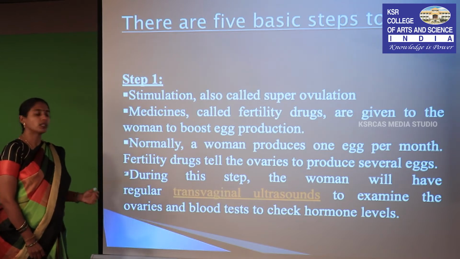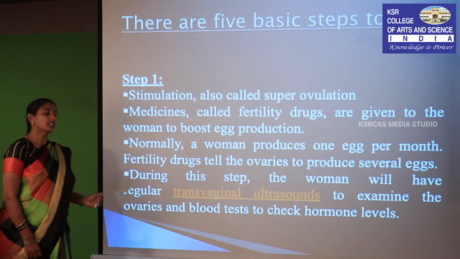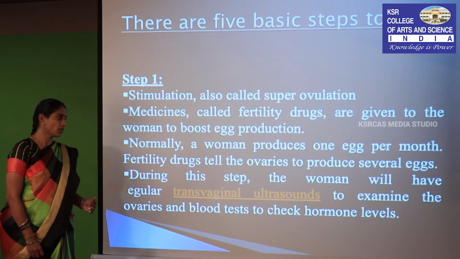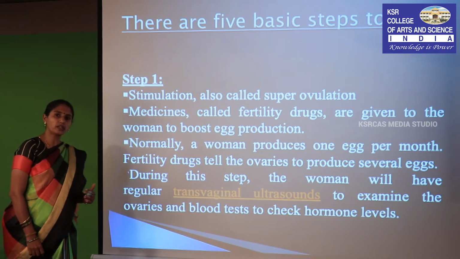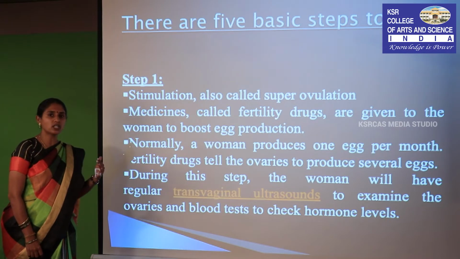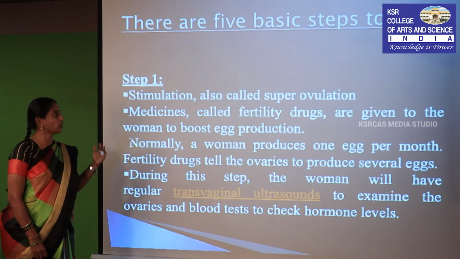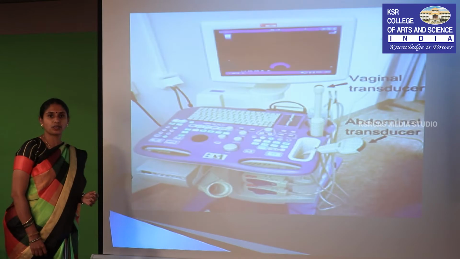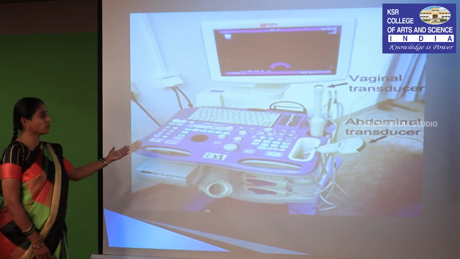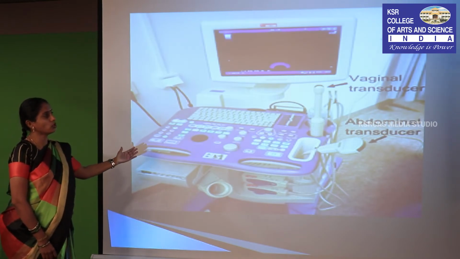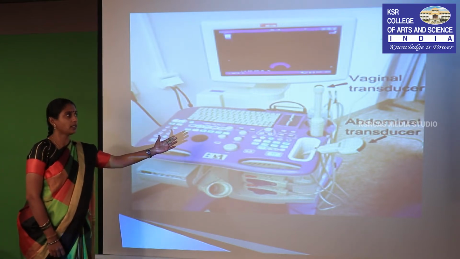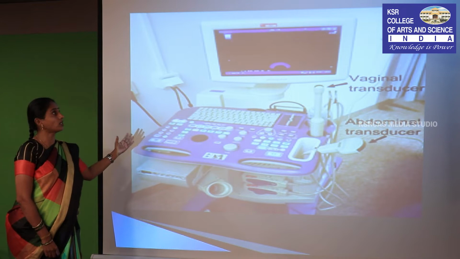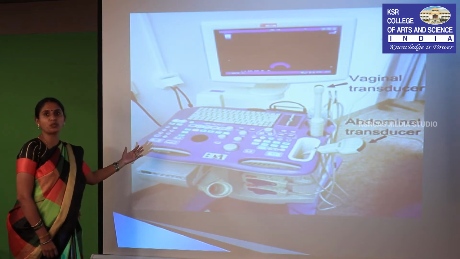During this step, the woman will have regular transvaginal ultrasounds to examine the ovaries and blood tests to check the hormonal levels. These are the tests first undergone by the woman. This is transvaginal ultrasonography. Here an abdominal transducer and a vaginal transducer are used. By using this ultrasound, the follicles are viewed.